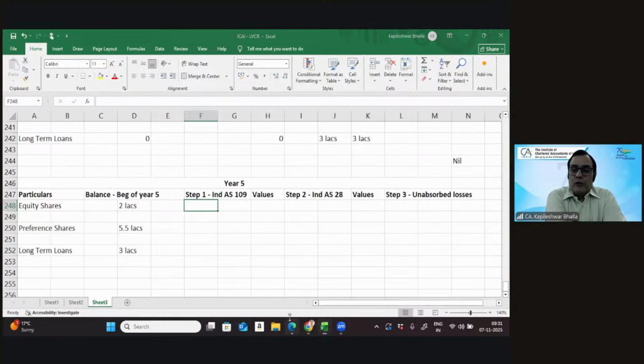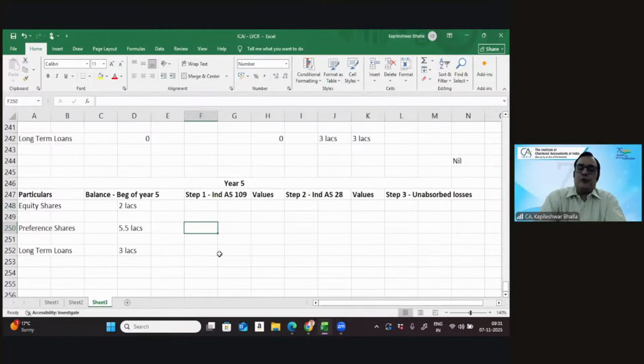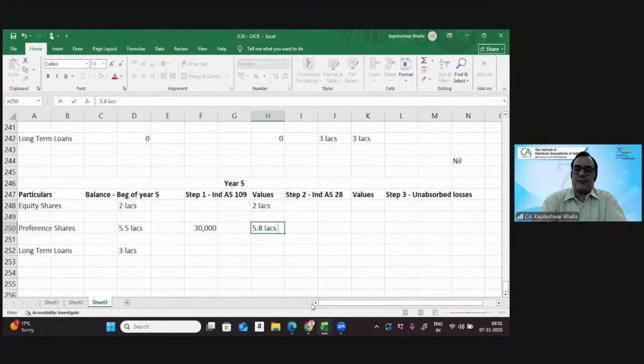Okay, so now we go to the next year as well. In the next year, we are given the information that there is a fair value change of 30,000. So let's take the fair value change. That is 30,000. There is no impairment, nothing. So the value becomes 2 lakhs, this becomes 5.8 lakhs, and this becomes 3 lakhs. And now we come to Ind AS 28 as well. So now the preference share is 30. That's right. Equity is 10.